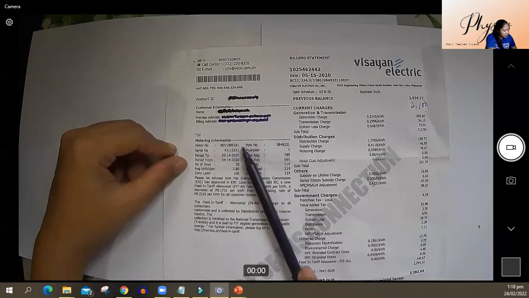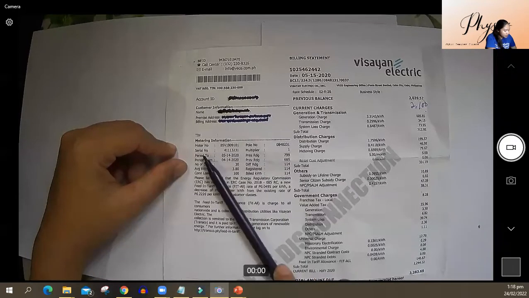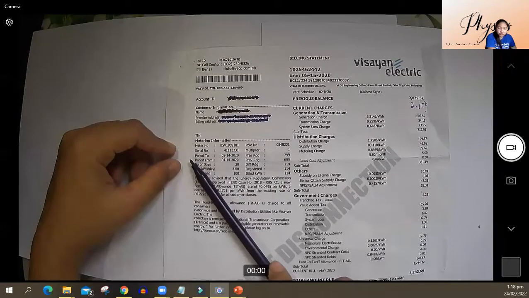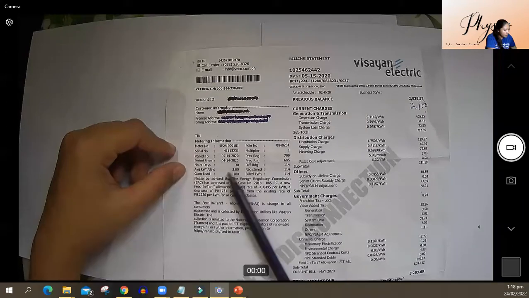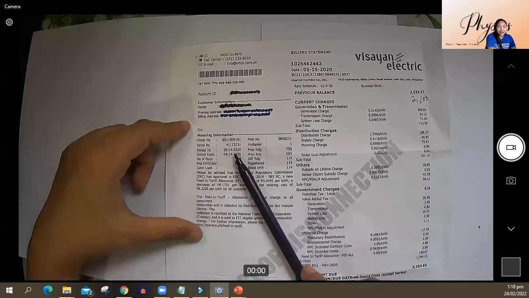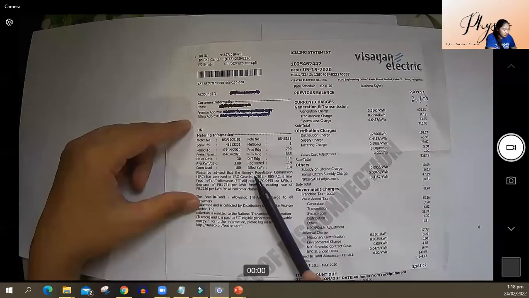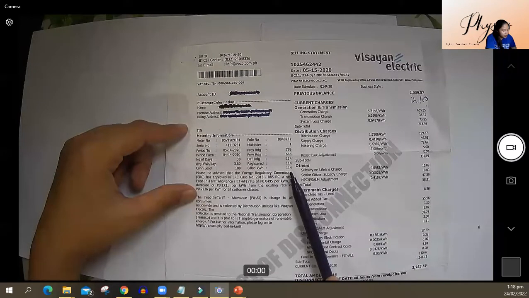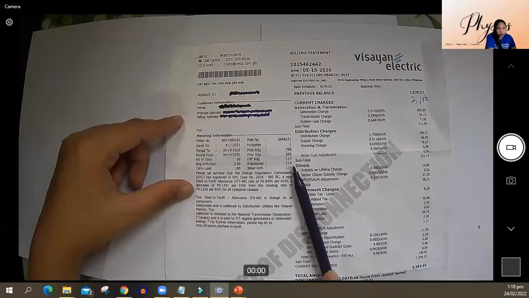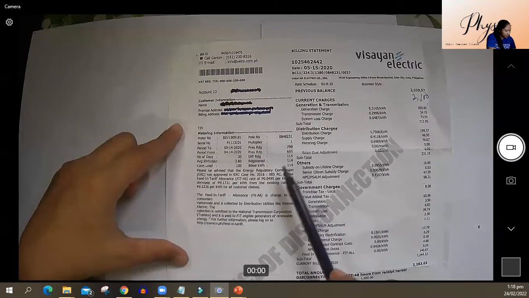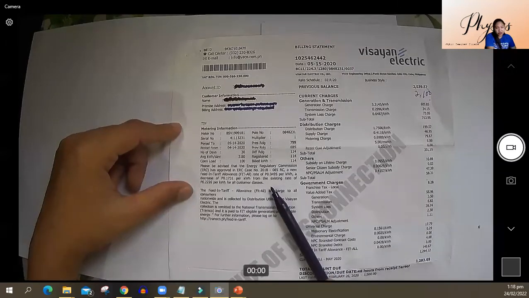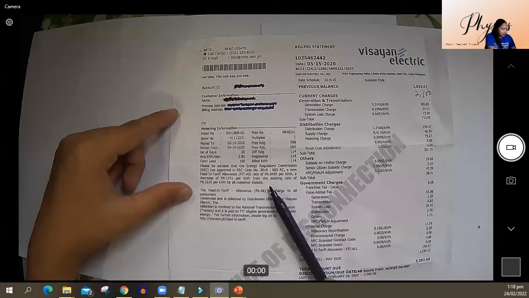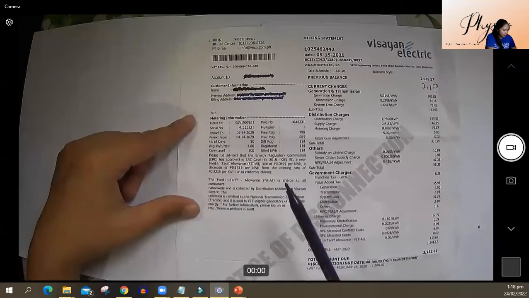It will show us the number of our meter, and also the service period, period from and period to, and our billed kilowatt hour. So it will give us the information as to how many kilowatt hours we used for the whole month. Underneath it is the information about updates, tips, or news about electricity and our bill.